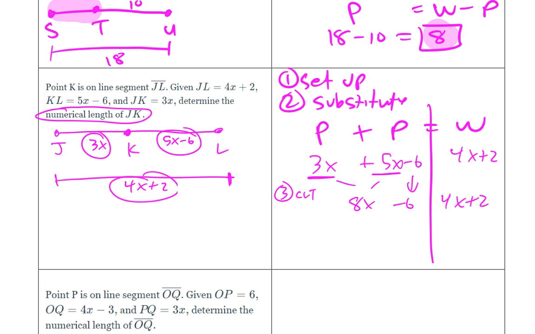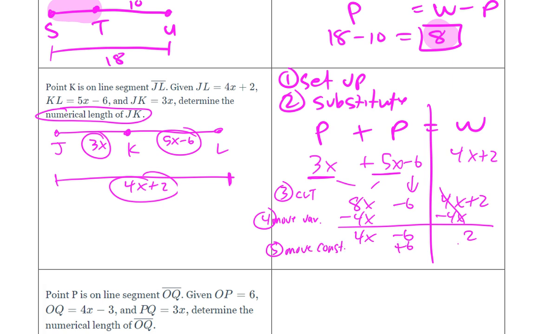Now we do our normal steps. We're going to move the variable term to the other side, so we do the opposite of 4x, which is negative 4x. We draw our line across. That's step number 4. Then we go from left to right, just like we read a book. 8 minus 4 gives us 4x, minus 6 stays, and the 2 is brought down. Step number 5, we move the constant. We add 6 and add 6. So 4x cancels, and we're left with 8.